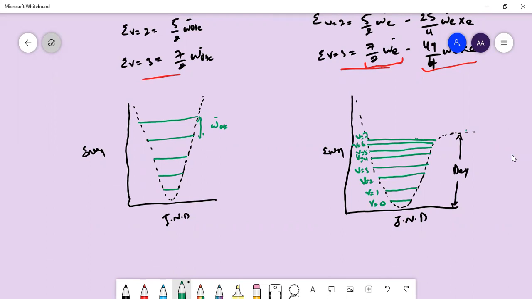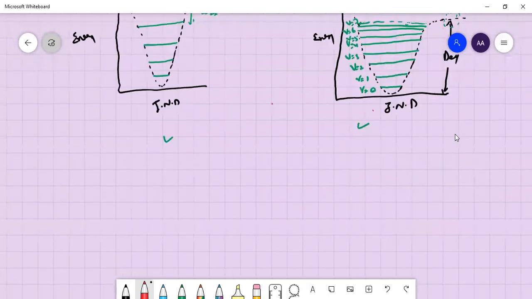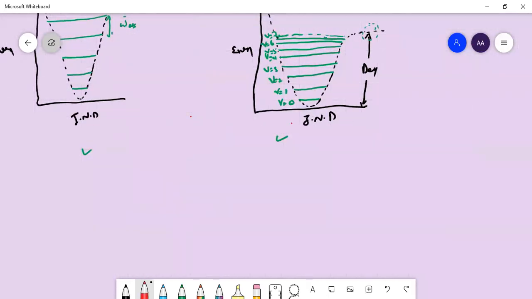Now, we have already known the energy of any energy level. Now we know the energy of any level here also. Now we can calculate the frequency of this transition. We can easily calculate the frequency of this transition.